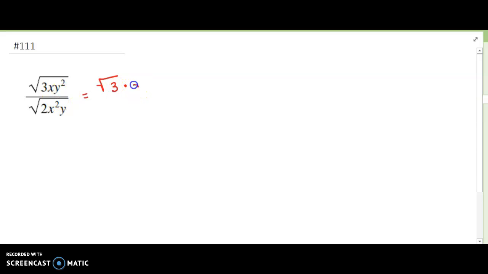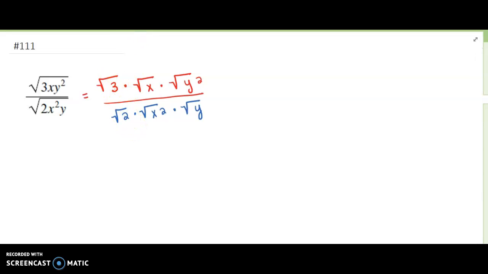So square root of 3 times square root of x times the square root of y squared on top over square root of 2 times square root of x squared times the square root of y. Okay, and I'm just going to look on top and bottom. Well, 3 over 2 can't simplify. My square root of x over x squared, well, these can simplify. This goes away, and this goes to 1.